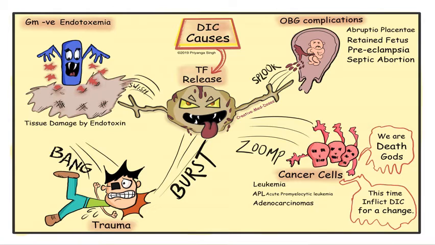DIC can be brought about by a number of obstetric complications, including acute peripartum hemorrhage, placental abruption, and other issues that may lead to maternal death. Endotoxins are lipopolysaccharides found in the cell wall of gram-negative bacteria, which can induce inflammation and fever as an immune response, which can also lead to DIC.